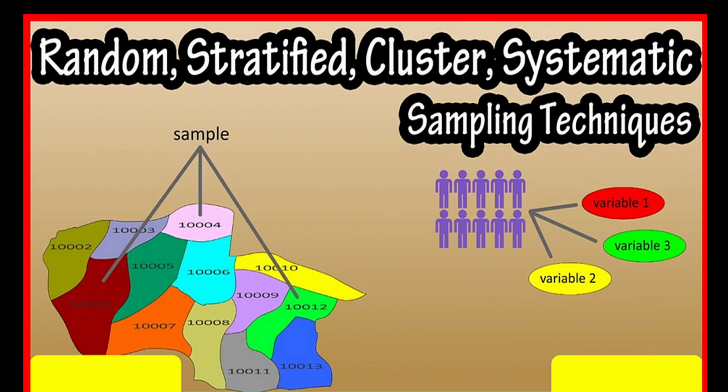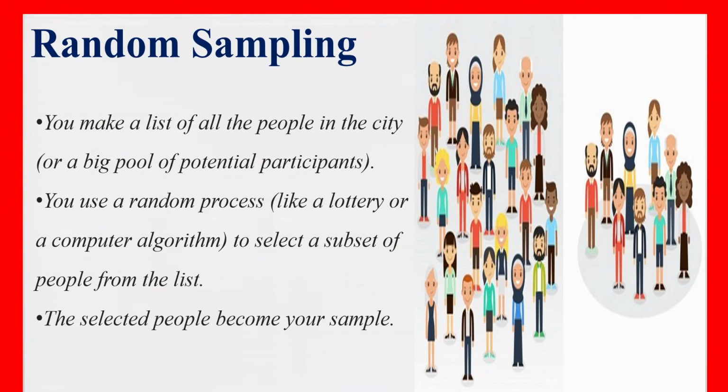But how do you choose this smaller group? Do you pick them randomly? Select them in a systematic way or make sure they represent different groups of the people? In this video, we'll break down 3 common sampling techniques: random sampling, systematic sampling and stratified sampling in a way that is easy to grasp even if you are not a math whiz. So let's get started with understanding what sampling techniques are.